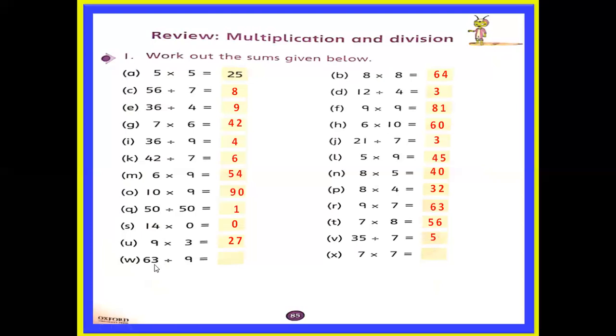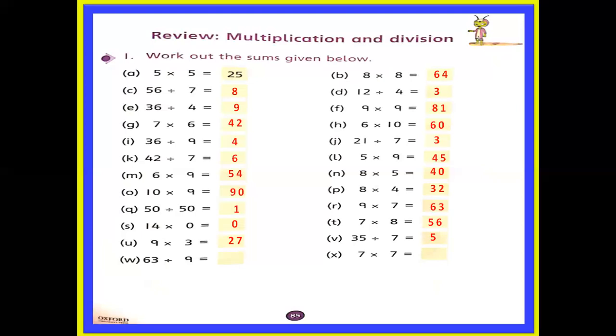63 divided by 9. So here I read the table of 9, because 9 is a divisor and 63 is a dividend. 9 ones are 9, 9 twos are 18, 9 threes are 27, 9 fours are 36, 9 fives are 45, 9 sixes are 54, 9 sevens are 63.